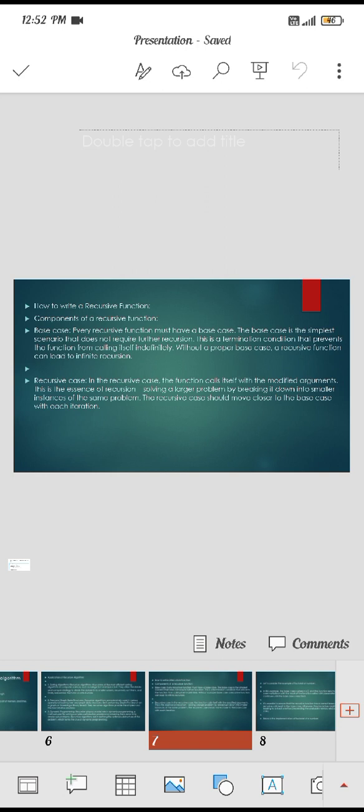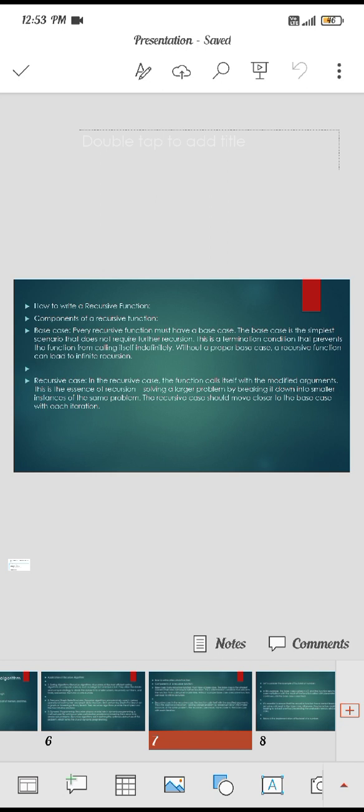Components of a recursive function: base case and recursive case. Every recursive function must have a base case. The base case is the simplest scenario that does not require further recursion. This is a termination condition that prevents the function from calling itself indefinitely. Without a proper base case, a recursive function can lead to infinite recursion.